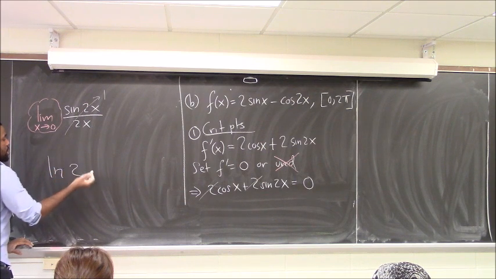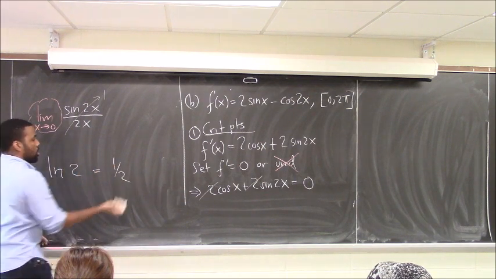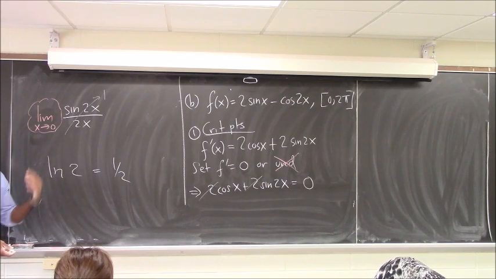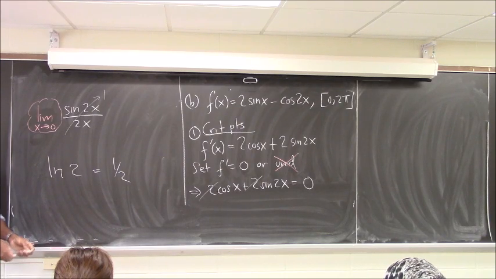Another error that I see a lot is that people get ln of something and then they just write 1 over the thing, right? And that's because they're thinking of a derivative being in front of here, right? But they've never memorized that properly in the first place.